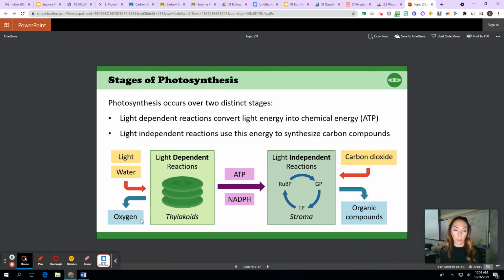The oxygen is made in light dependent. That actual glucose molecule is made in the independent. And these are our two forms of energy we've already talked about, the ATP, the adenosine triphosphate, and the NADPH. These are the different types of energy that are needed, and that's going back to cellular respiration.